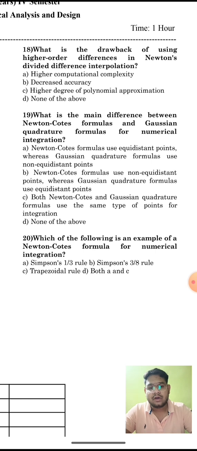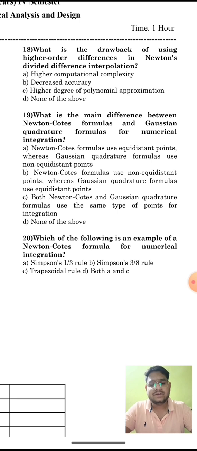What is the drawback of using high order differences in Newton's divided difference interpolation? Option A. Higher computational complexity. Option B. Decreased accuracy. Option C. Higher degree of polynomial approximation. Option D. None of the above. The correct answer is option A. Higher computational complexity. Now let's move on to question number 19.